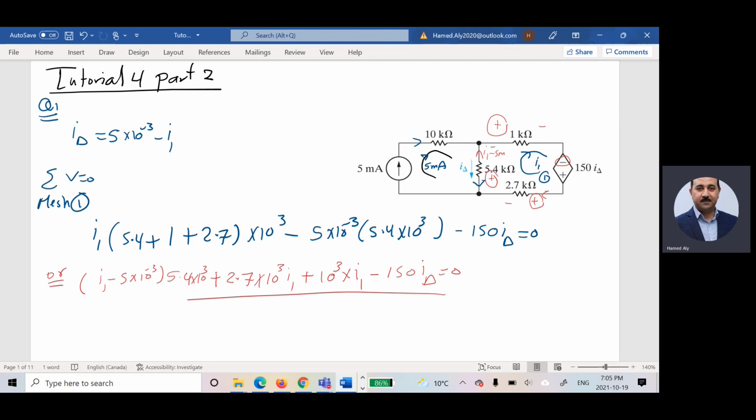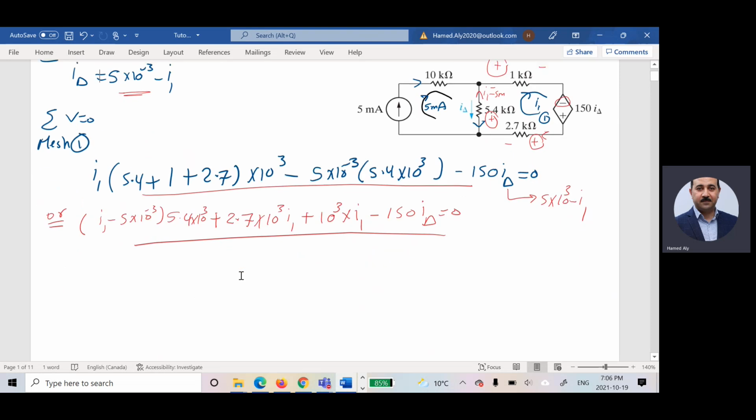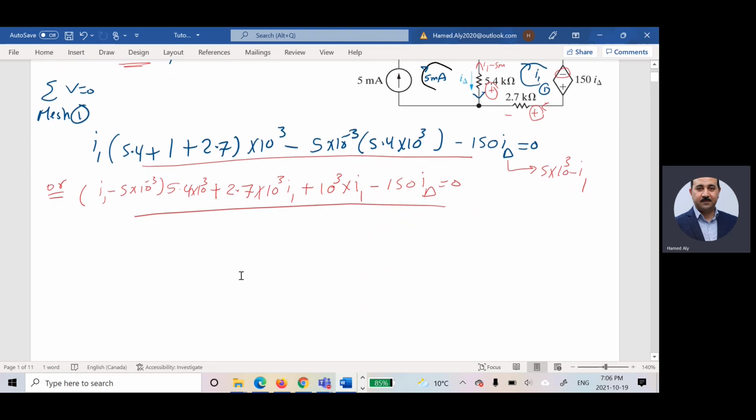If you try to compare between this equation and this equation, they are the same. So if you got lost, that's okay. There is no problem. I can write summation the voltage based on the sign for the voltage drop. What is I delta? Actually, I delta is defined here. So I delta is defined as 5 times 10 to the power 3 minus I1. So I can use either the top or the bottom equation. I have only one unknown in that equation, which is I1.